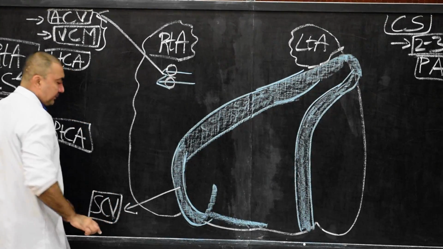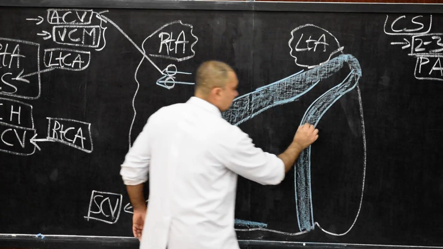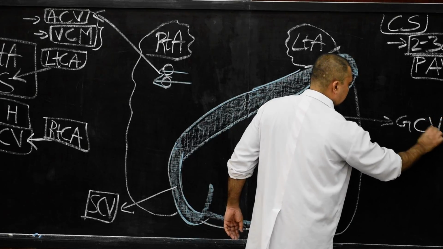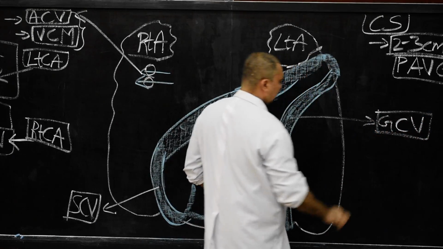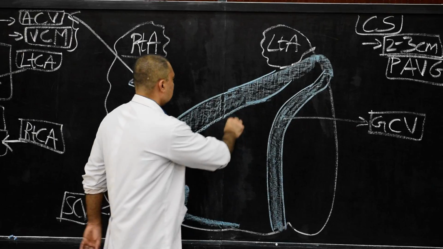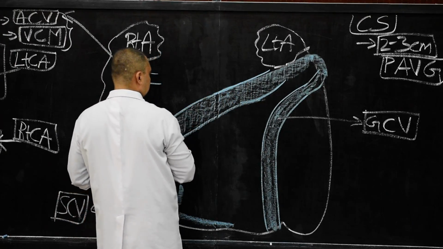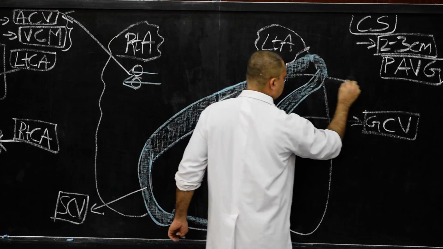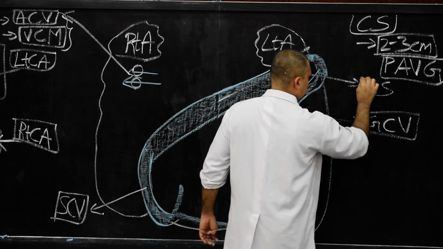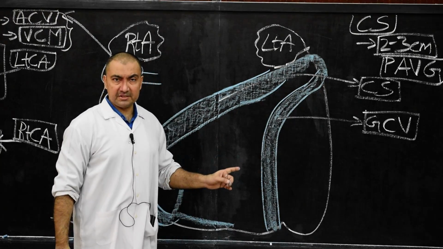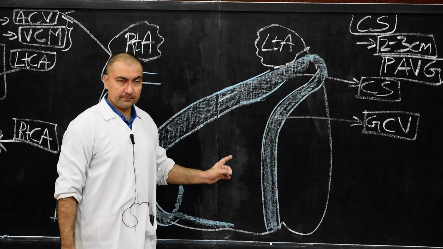On the right hand side, I will explain it to you later on, and here I am going to mark this as the great cardiac vein. And here I am going to mark this as the coronary sinus. So the situation, location and extent we have discussed.